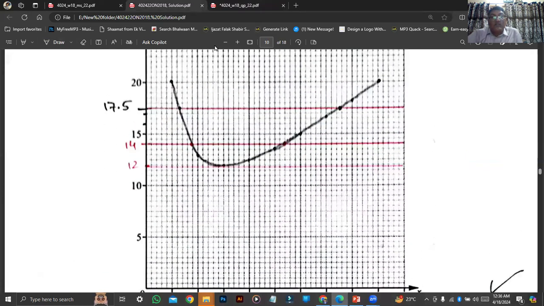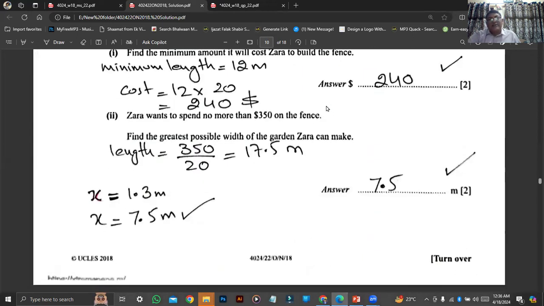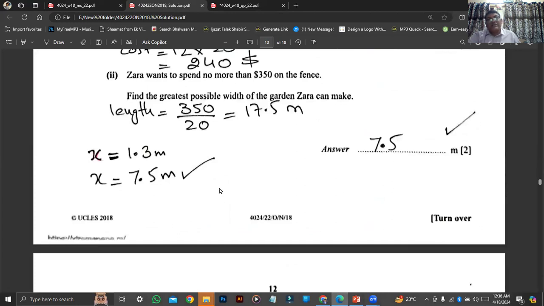The value of x is the width of the fence. The total length of the fence is 17.5. So the width can be 1.3 meters, or it is 7.5 meters.